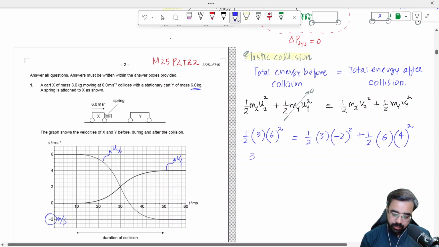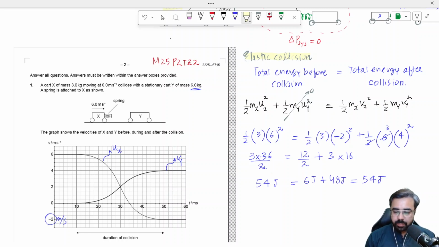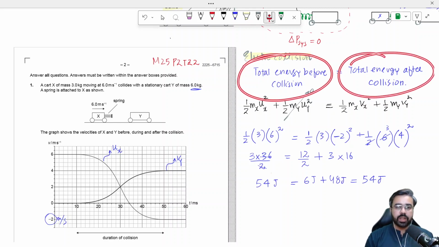Okay, so it is 3 times 36 over 2, right? Is equal to 4 times 3 is 12, 12 over 2, plus, you can cancel out, so it is 3 times 16. Okay, so that should be 18, and 3 times 18 is 54 joules, which is equal to 6 joules plus 48 joules. So finally, you know that both sides have the same energy. So it means that it is verified that the total energy before the collision is equal to the total energy after collision.